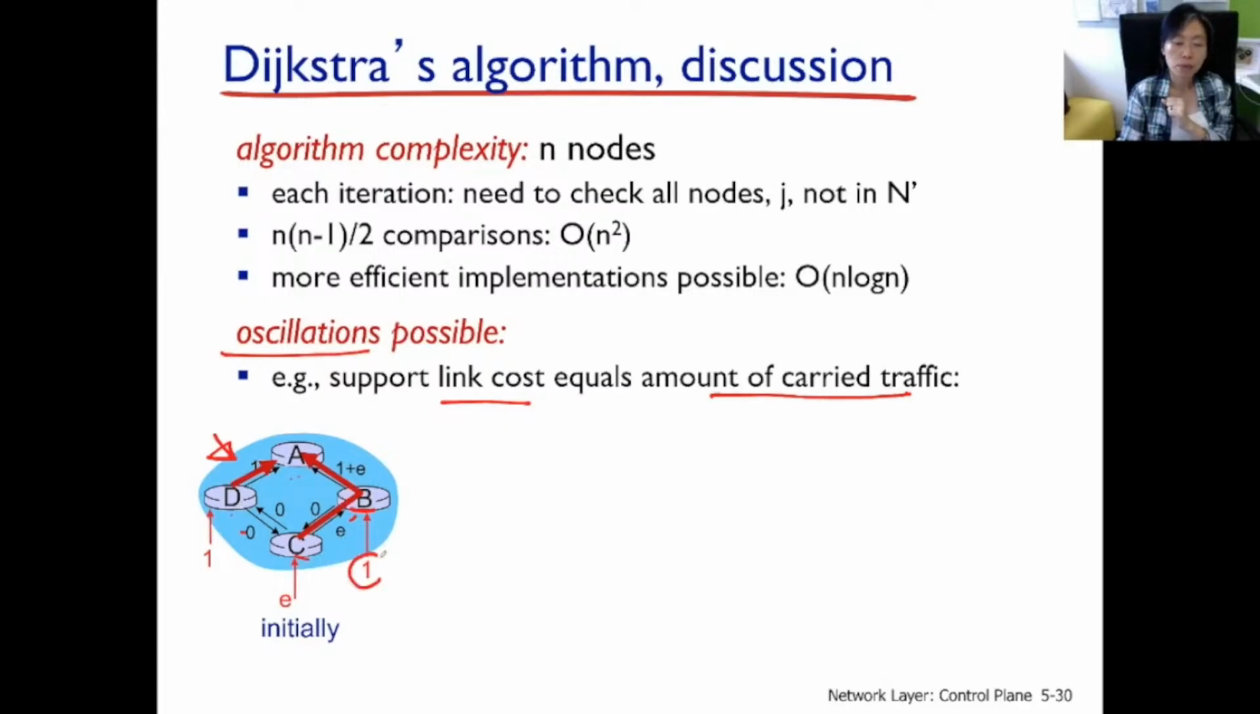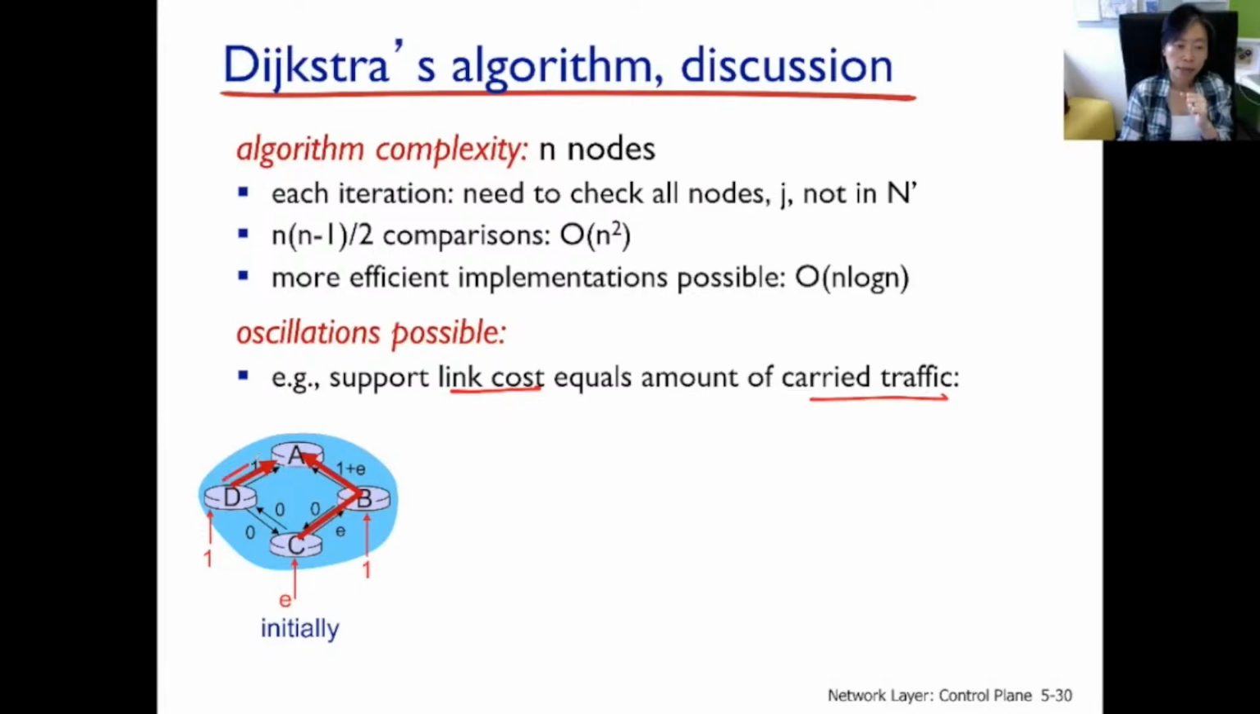B generates one portion of the traffic and sends it over path BA. C generates E portion of the traffic. E here is a very small amount, much smaller than 1. And C is taking the CBA path to send traffic to A. D generates also one portion of the traffic and it's taking path DA to send to destination A. And at this point, we need to update the link cost based on the traffic going on the link.